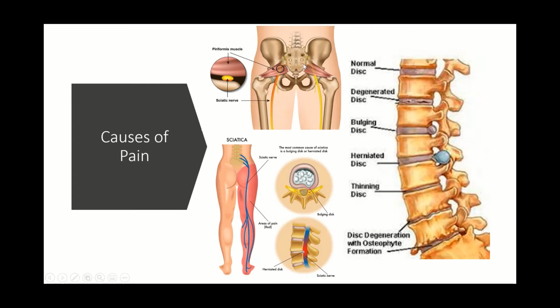This piriformis muscle is a muscle that attaches here to the tailbone and goes all the way out to the outside of the hip. The sciatic nerve, in most people, travels underneath that muscle. There are some cases where that sciatic nerve will actually pierce through that muscle, and people that have that anatomical variation will have more sciatic-like symptoms, because if you can imagine, when that muscle contracts, it's pressing down on that nerve.